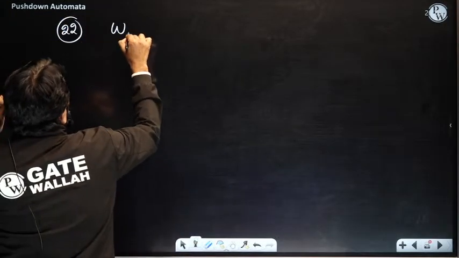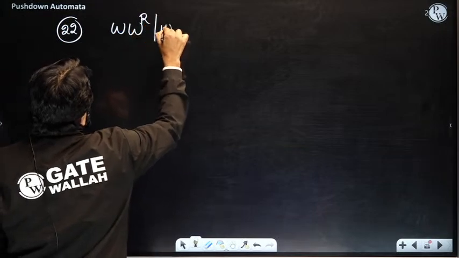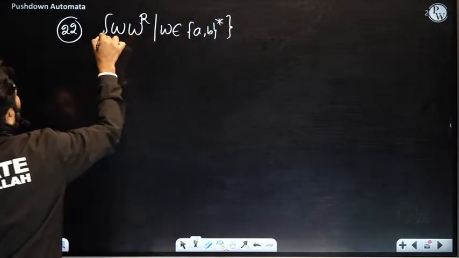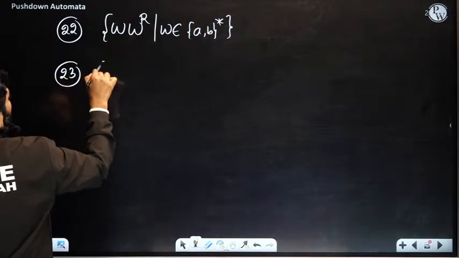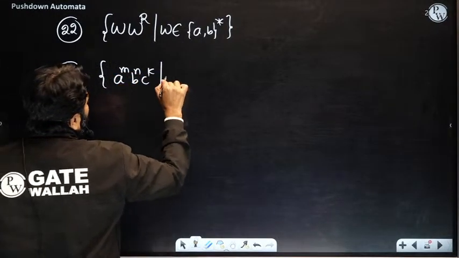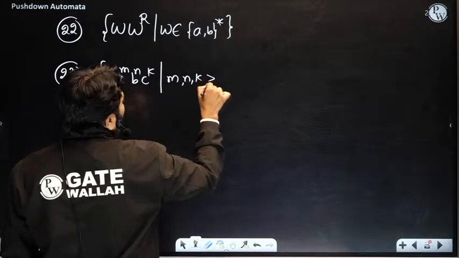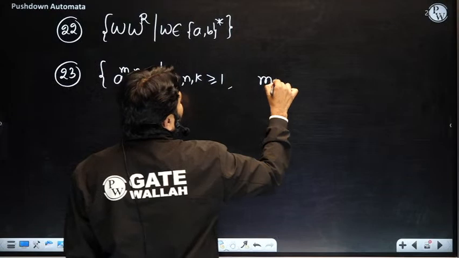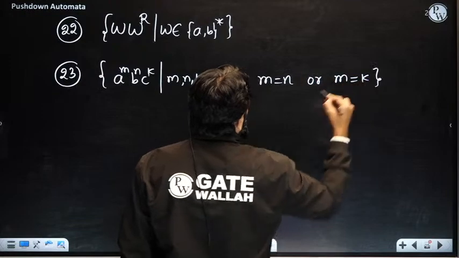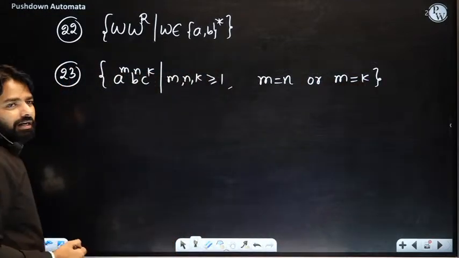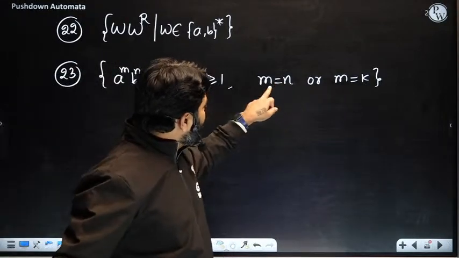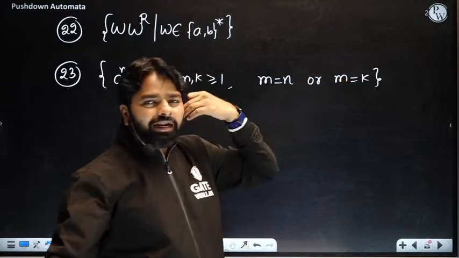Okay, these problems are very special and very famous. I'll write a list of the problems, and why they are very special to us. a^m b^n c^k, such that m, n, k greater than or equal to 1, where m is equal to n or m is equal to k. I just write equal here, but in the exam, whether it is equal, not equal, less than, greater than, anything could come.